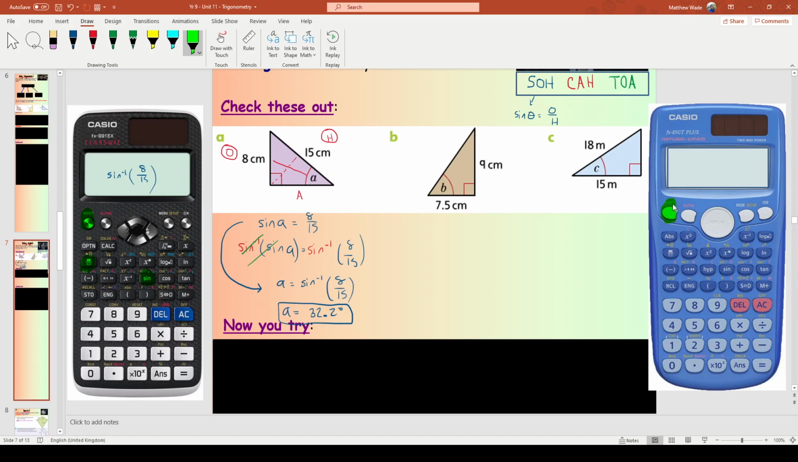Shift first, okay? Then push sine, because sine minus 1 is in yellow up above it, and then it will say, just like it did here, sine minus 1, but yours won't be as pretty. It will still say sine minus 1 open bracket, and then you just enter it just as you see it. Fraction button, 8 over 15, close bracket, and you'll get the same answer, okay? Cool beans. Sweet. Yeah, so that's that.